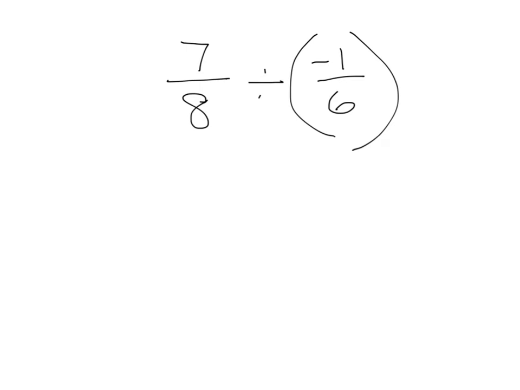For the next one, we're going to do the same thing. So we put positive 7/8. We flip our second fraction, so it's now 6 over negative 1, and we change it to multiplying. So we can do some cross-canceling here. 8 and 6 are both even, so I'm going to divide each by 2. So that becomes a 3, that becomes a 4.